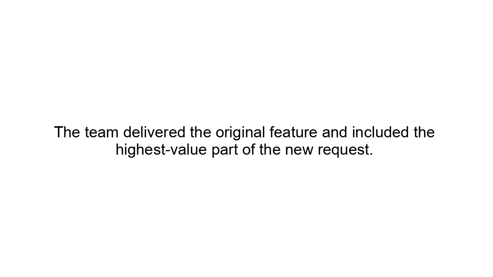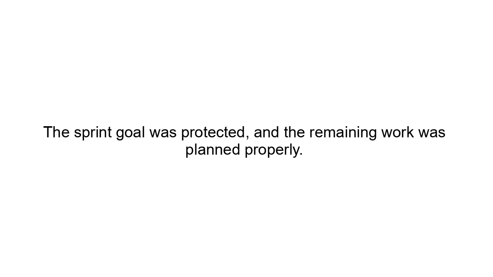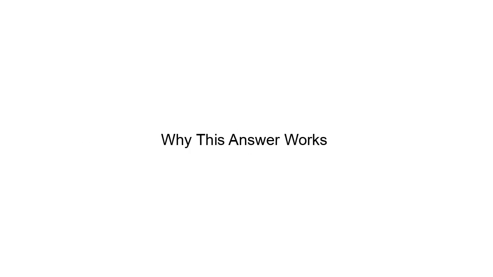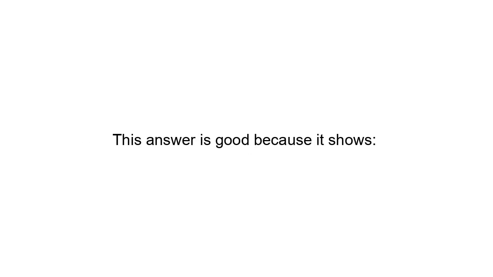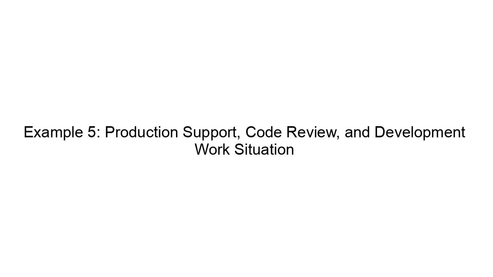Result: The team delivered the original feature and included the highest value part of the new request. The product owner felt heard. The sprint goal was protected, and the remaining work was planned properly. Why this answer works? This answer is good because it shows stakeholder management, scope prioritization, business empathy, agile planning, trade-off communication, protecting delivery quality.